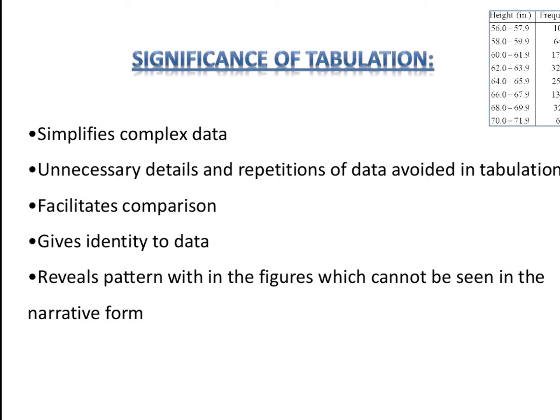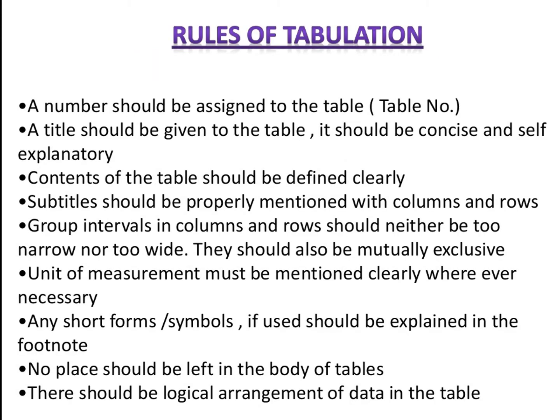So the significance of tabulation is that you are able to understand whatever information has been presented in tabulation form. A title should be given to the table. It should be concise and self-explanatory. Whenever you assign a number, a title should also be assigned indicating what the table shows. For example, number of students scoring marks in economics is a title provided on that tabulation of data. Contents of the table should be defined clearly. What each column or each row is indicating should be defined clearly.